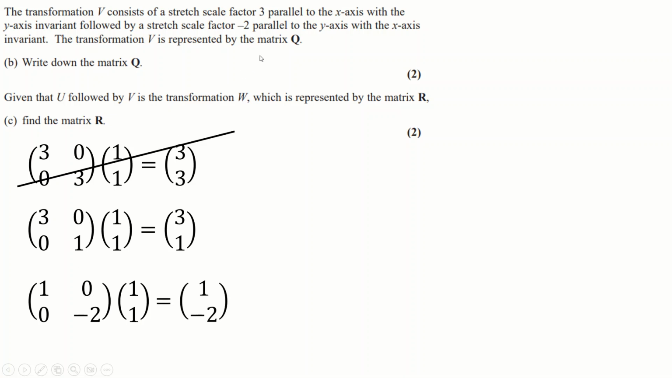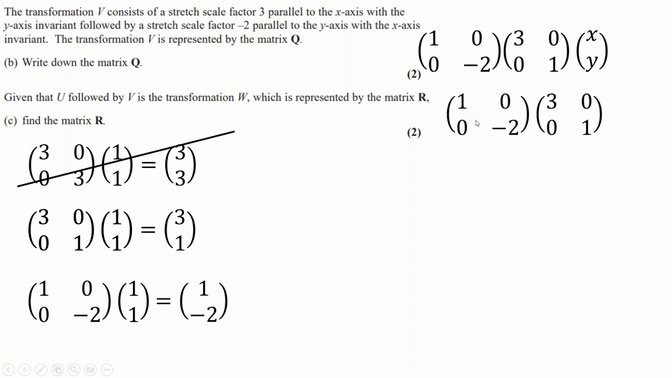Now, I want to do both of them, so I just need to do this one times this one. Now, it's worth being careful here. You're doing the scale factor 3 stretch first, which means you apply this to xy first, you get whatever that is, which is, I guess, 3xy, and then you apply the second matrix. So actually it looks like the second one comes first when you read left to right, but it doesn't, right? This one comes first, then this one. And then we multiply these two together to get the matrix Q.